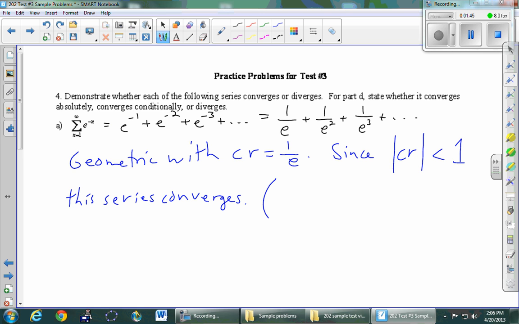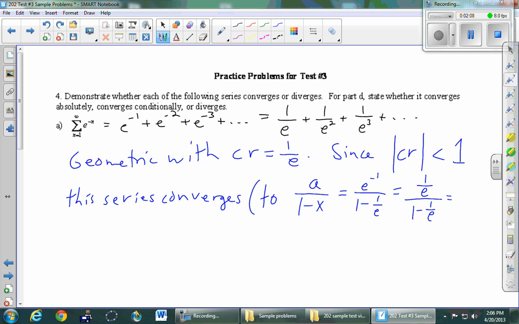but because it's geometric and it converges, we may as well just actually continue on and write down what it converges to. So it converges to, the formula is a over 1 minus x, where a is the first term, 1 over e, 1 minus, and the common ratio is 1 over e. And we can clean this up just a little bit. So this is really 1 over e divided by 1 minus 1 over e.